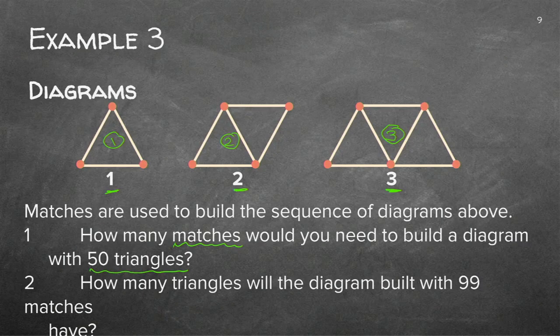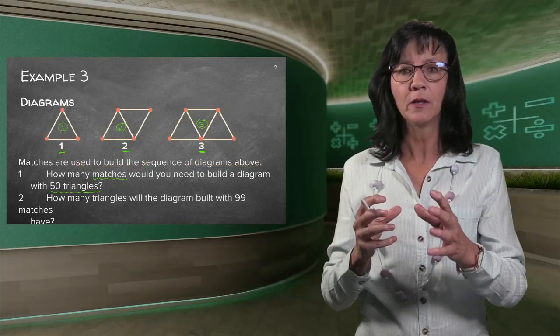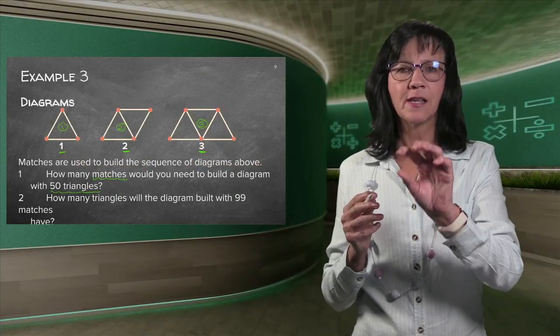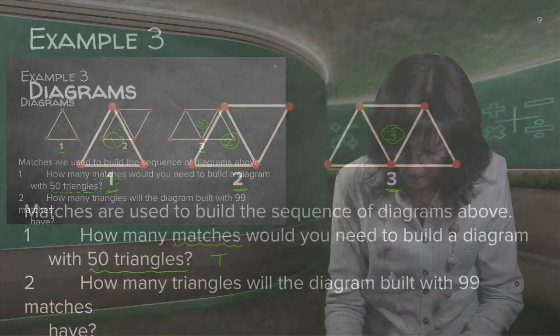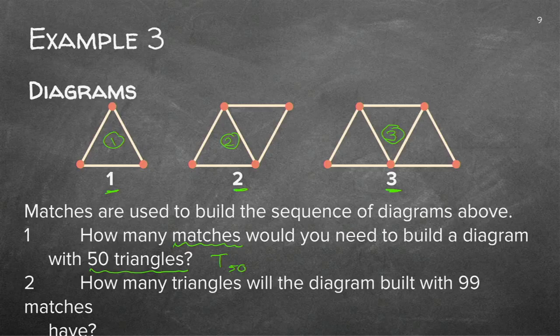Okay, but now they talk about matches and triangles in the same sentence. But that's not a problem, because I know by now my triangles is the same amount as the term I'm working with. So actually, they're only asking you the 50th term, because there must be 50 triangles. So in which term will there be 50 triangles? If there are 3 triangles in term 3, 2 triangles in term 2, in which term will there be 50 triangles? In T50. So what are they actually asking you? T50.